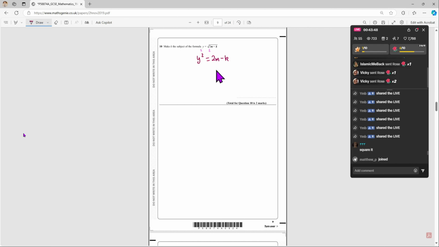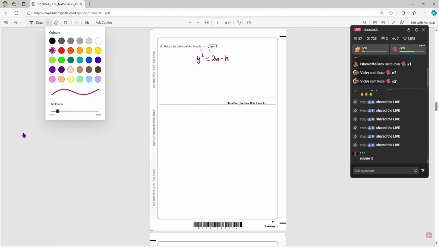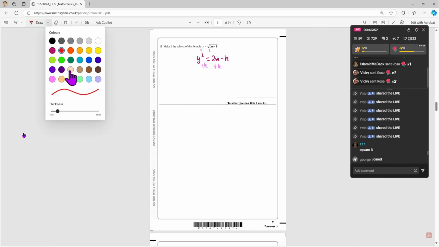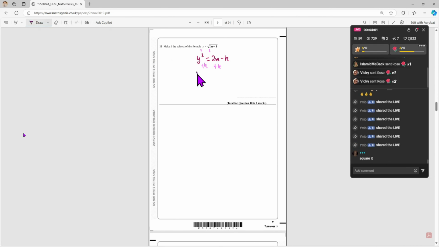Then we are going to first of all add the k on both sides, to get y squared plus k is equal to 2m. Why are we doing it? Because we do not want a negative k, so we have to move the k to the other side of our equation.